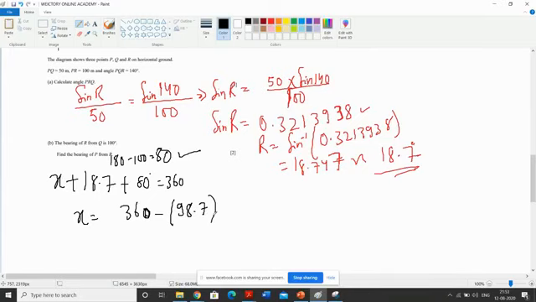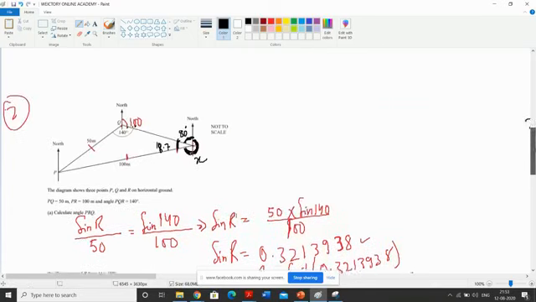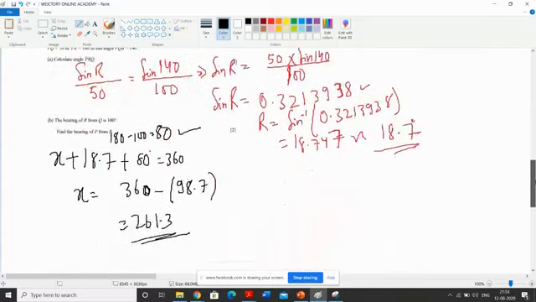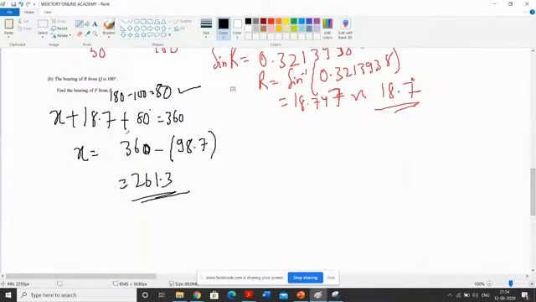360 minus 98.7. That will give you 261.3. So that's the answer, that's the angle, and that's the bearing. So the bearing of P from R is 261.